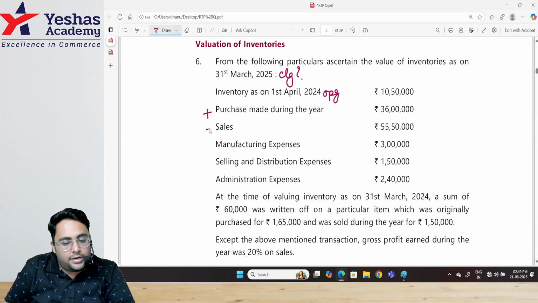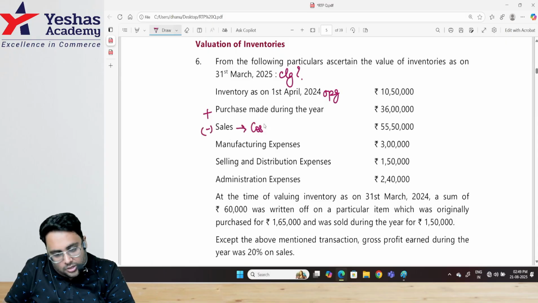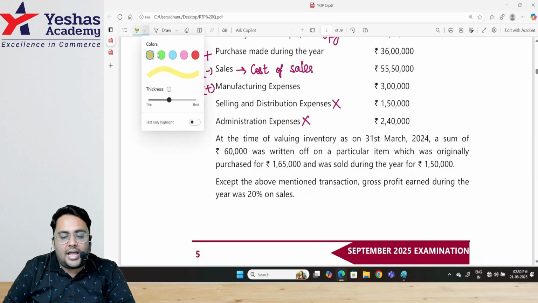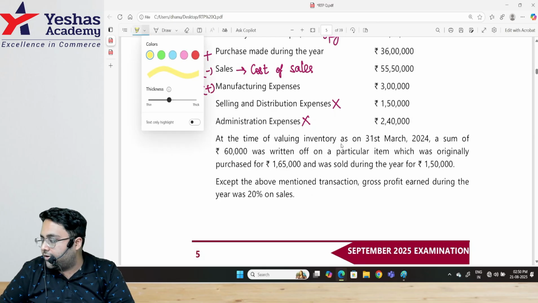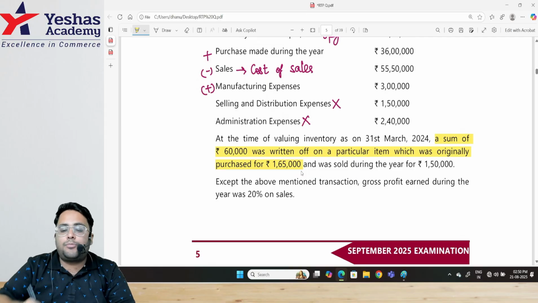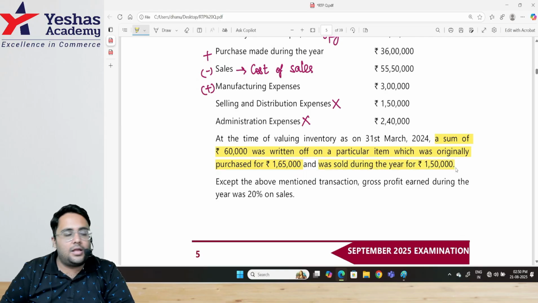Sales. What am I going to do? Deduct, but I should convert it to cost of sales. Manufacturing expenses, add. Selling and distribution expenses, ignore. Administration expenses, ignore. To calculate cost of sales, they've given you certain data below. At the time of inventory valuation on 31st March, a sum of 60,000 was written off on a particular item which was originally purchased for 165. This product was sold for 1,50,000 during the year. Except for the above mentioned transaction, gross profit earned was 20% on sales.